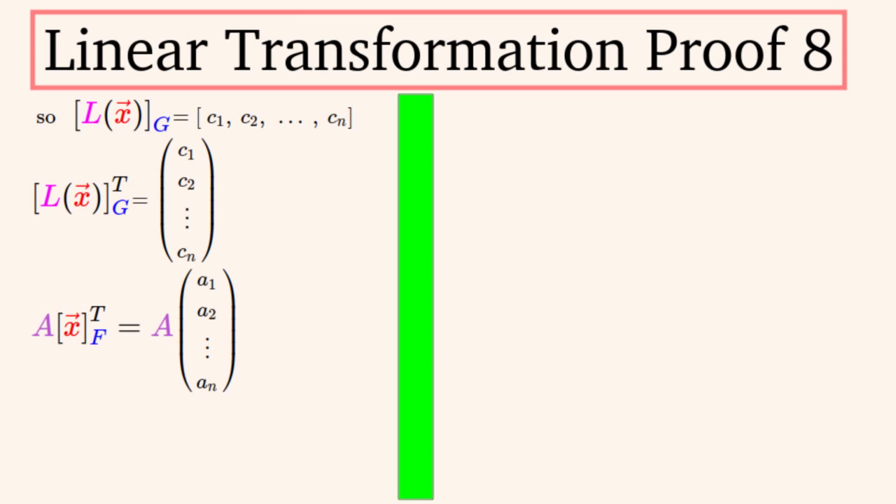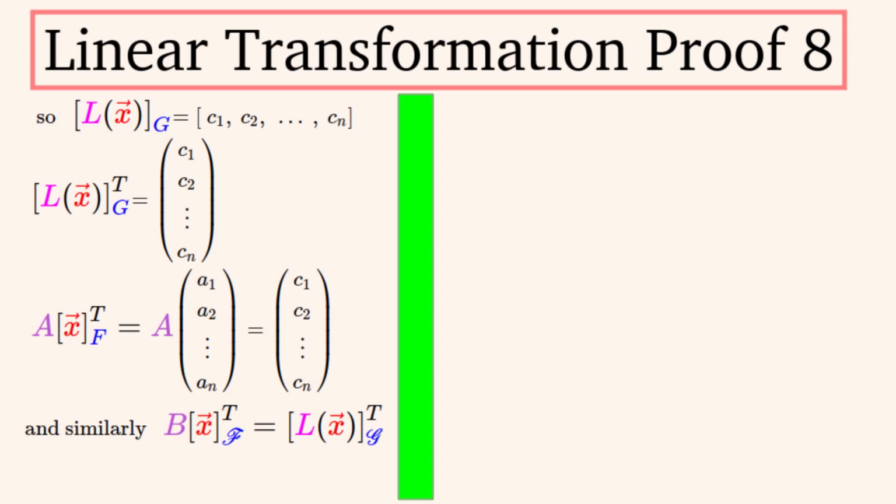So this is what multiplying the matrix A by the column vector of X looks like. It gives us all of the coefficients in basis F multiplied by A, which gives us the coefficients in the basis of G. And there's another matrix B which acts on a column vector in the basis of curly F that gives us this equivalent linear transformation L of X in the basis of curly G.